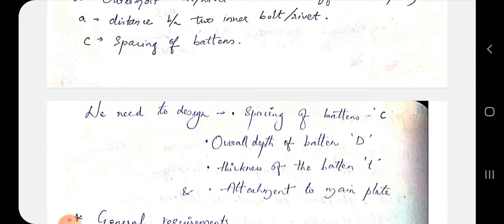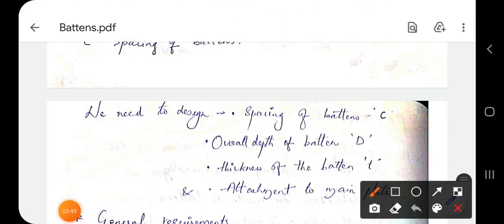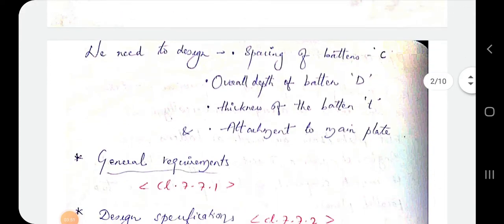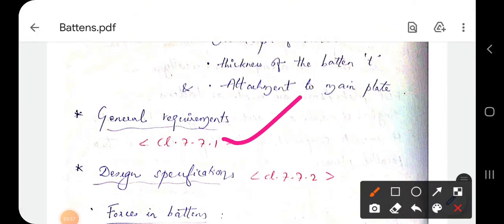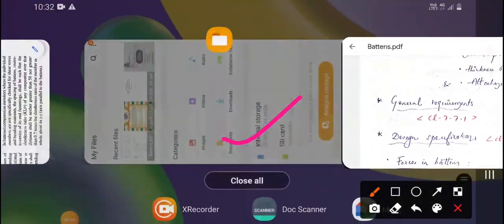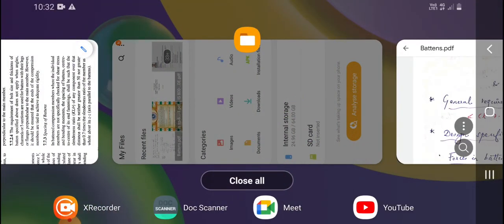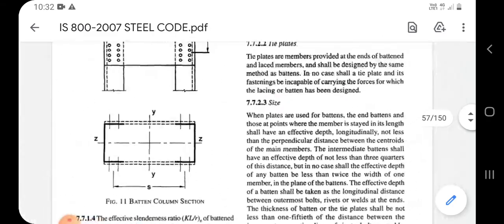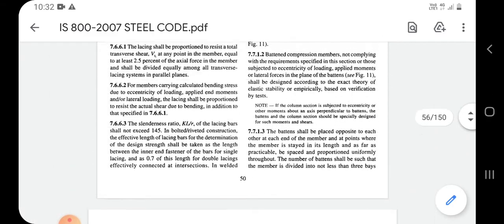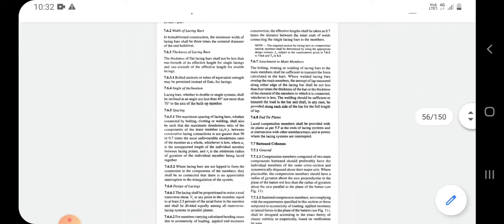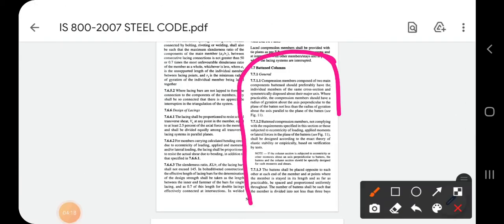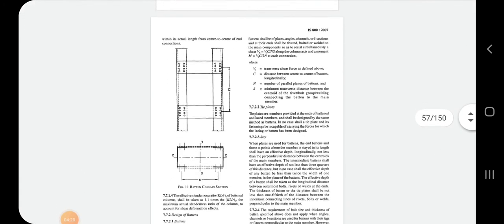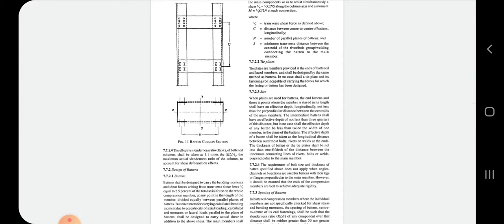So we need to design the spacing of battens, overall depth of the batten, thickness of batten, and the attachment to the main plate. The general requirements of the batten members are given in clause 7.7.1. It is about battens, shown in clause 7.7. You can check in your code IS 800. Clause 7.7 deals with the batten column. On page number 50 you can see all the important specifications and general requirements given in clause 7.7.